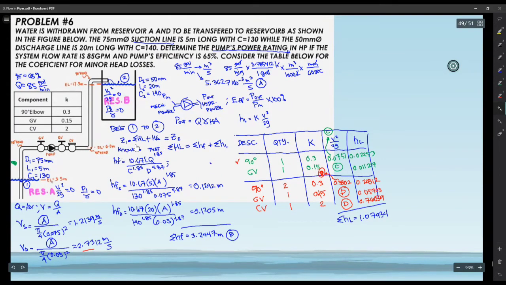So, balik na tayo dito sa equation na to. Makokompute na natin yung heat added. So, by applying again, by BEE, from point 1 to 2. So Z sub 1, so that is just the elevation at point 1, so that is 3.5. And then minus the summation of our head losses.